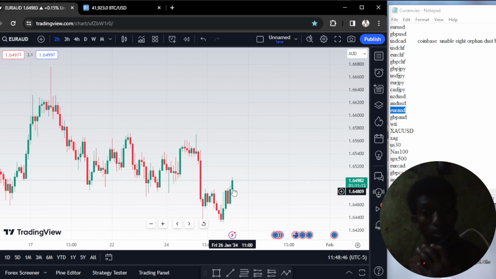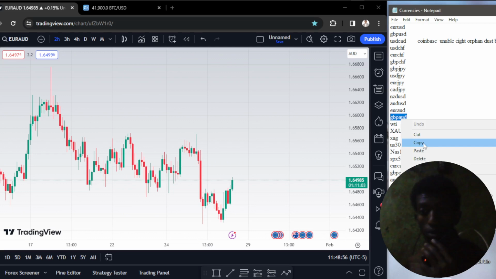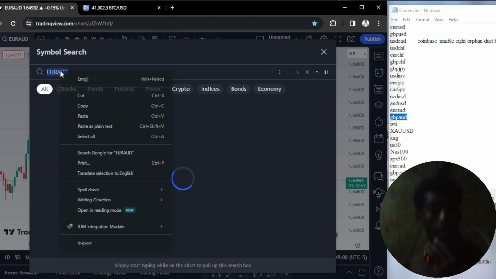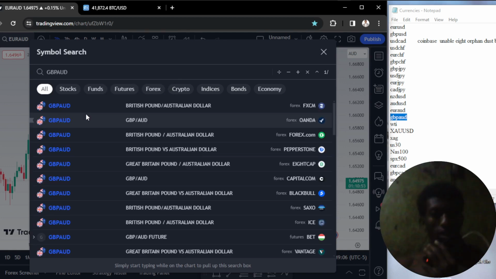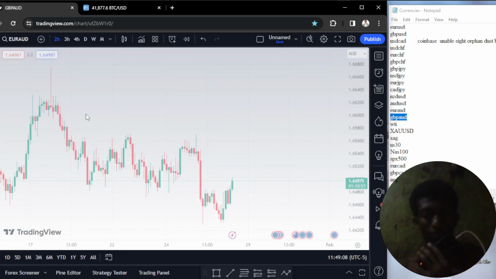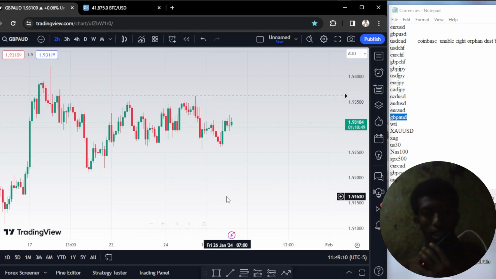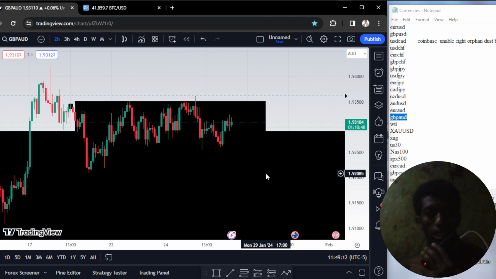No trade, it already passed on Euro Aussie. If we were 2 hours earlier, then this could have been a nice buy. We could have bought this one. Let's go to pound Aussie, GBP AUD. Again, it is the same thing. They are the same thing.